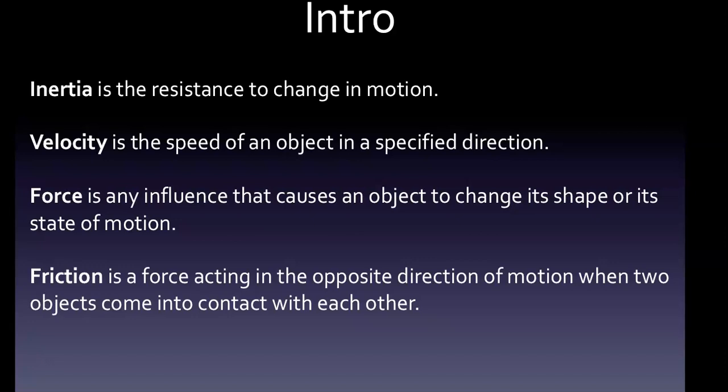Inertia is the resistance to change in motion. Velocity is the speed of an object in a specified direction. Force is any influence that causes an object to change its shape or its state of motion, while friction is a force acting in the opposite direction of motion when two objects come in contact with each other. Probably the one that people get wrong the most is differentiating velocity and speed, and knowing that velocity is the speed of an object, but also in a specific direction.